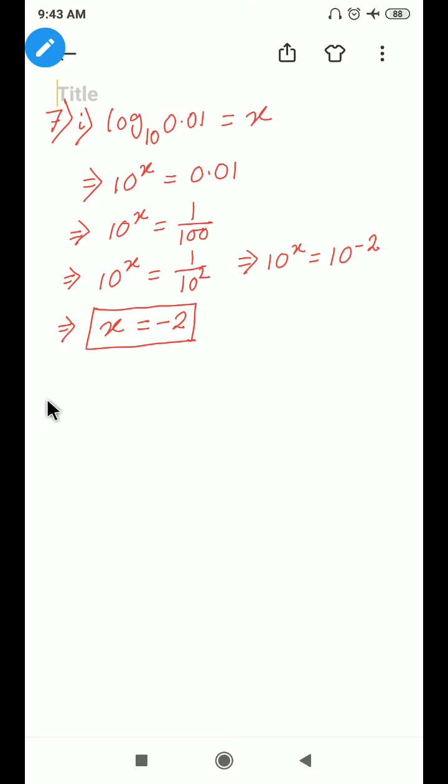Question number 5. So question number 5 is given here, log 8 base 16 is equal to x. So if you withdraw this log, then you will get 16 to the power x is equal to 8.